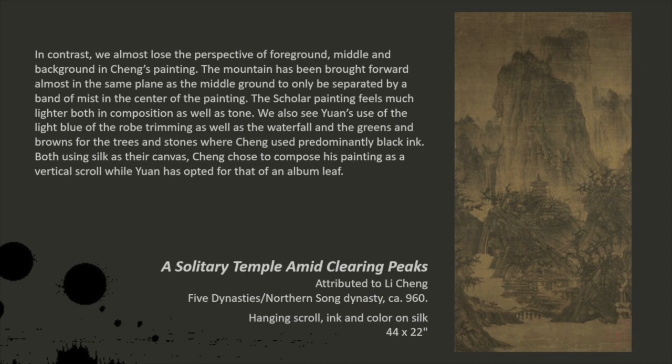Comparing Scholar Viewing a Waterfall to A Solitary Temple Amid Clearing Peaks, we see many similarities, but also a few differences in these two-dimensional representations. We see the expected crabclaw trees in both paintings, although the artists have rendered the vegetation using different brushstrokes. The trees appear to be a signal to the viewer to look in the direction of the emptiness of the canvas, perhaps to encourage the viewer to pause and reflect, or possibly to rest the eye before continuing their exploration around the painting.